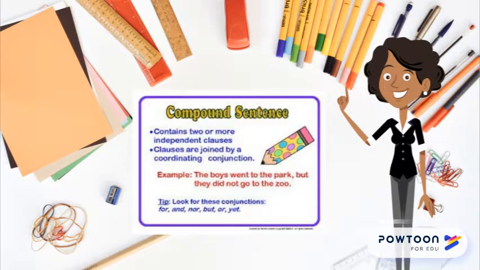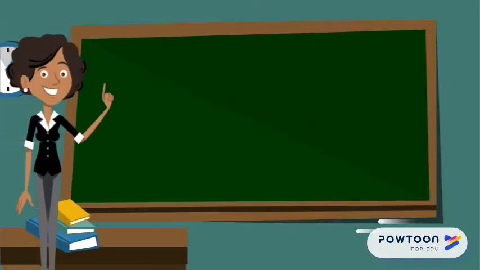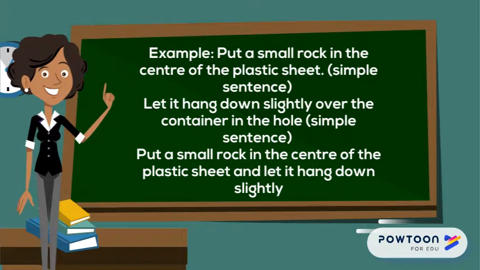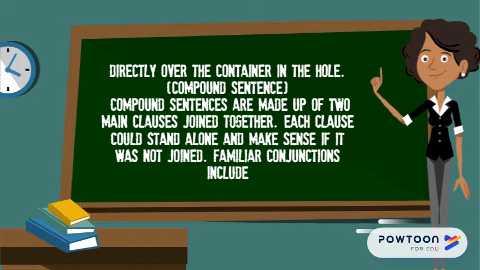When you join two or more simple sentences together using conjunctions, you make a compound sentence. For example, put a small rock in the center of the plastic sheet. This is a simple sentence. Let it hang down slightly over the container in the hole. This is also a simple sentence. Put a small rock in the center of the plastic sheet and let it hang down slightly directly over the container in the hole. This is a compound sentence.